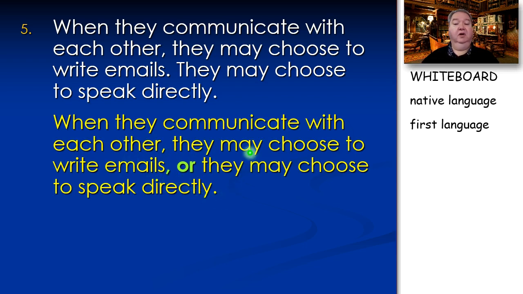They can write or they can speak. Okay? So, again, they may choose to write emails, comma, conjunction, change the capital T to a lowercase t. Make sure you do all of those things. There's like 3, you have to choose the correct conjunction, and then there's 3 things you need to change here. Okay?